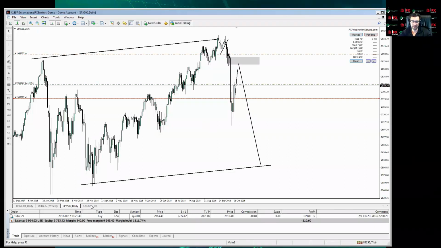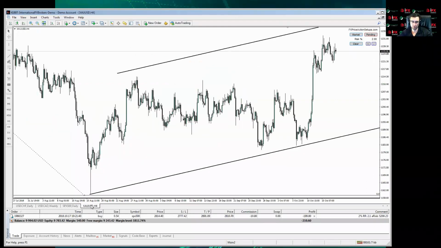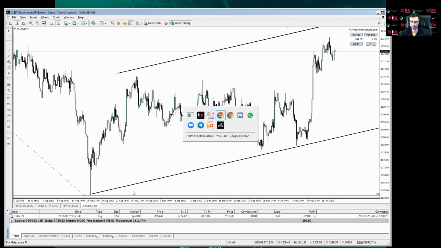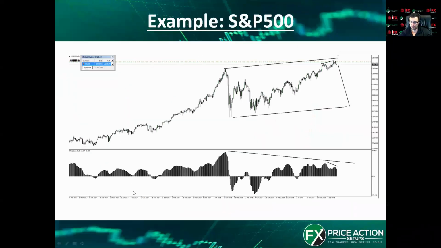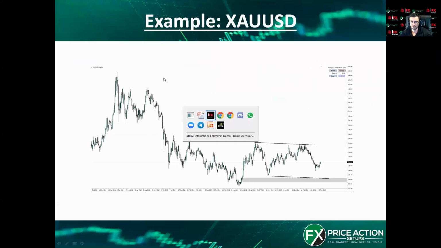All right, one of my favorite examples on gold. Quickly, one last example, and there's also a setup on gold that we will discuss. Let's get back to the presentation.